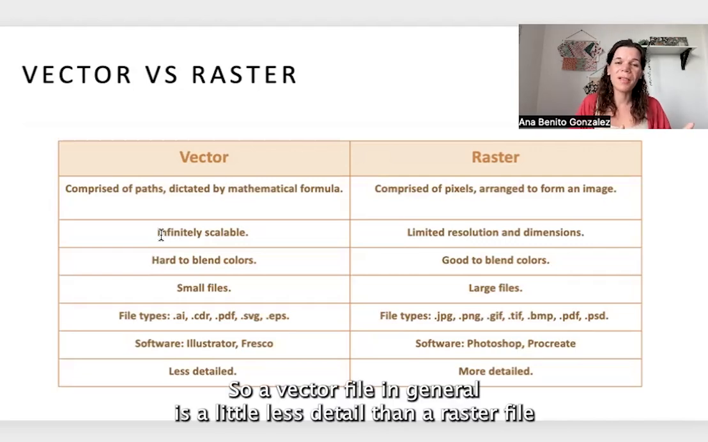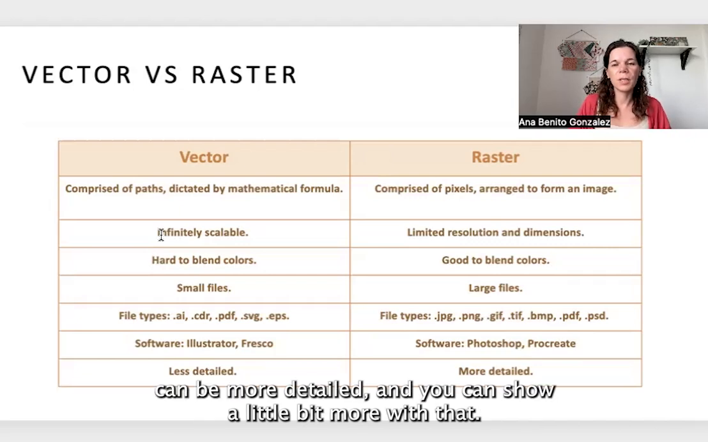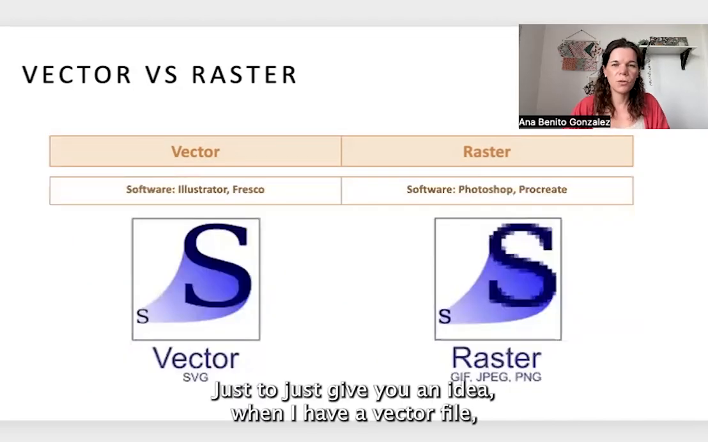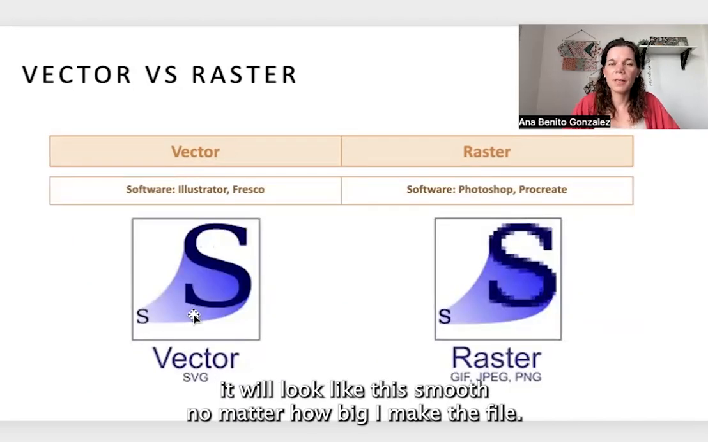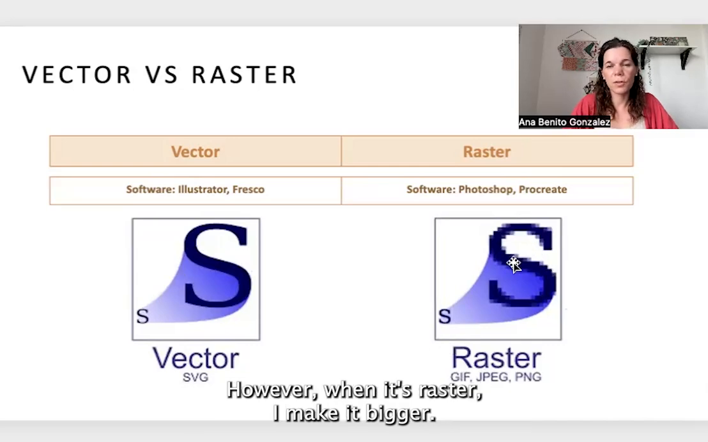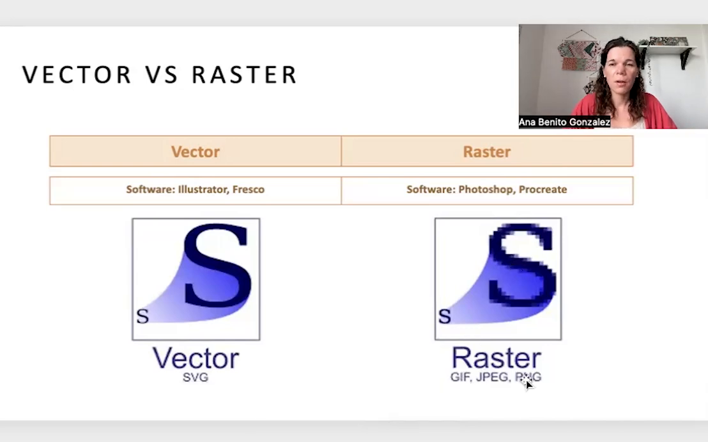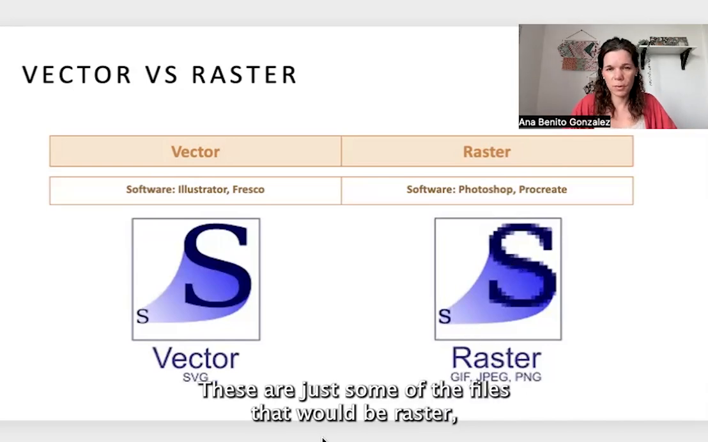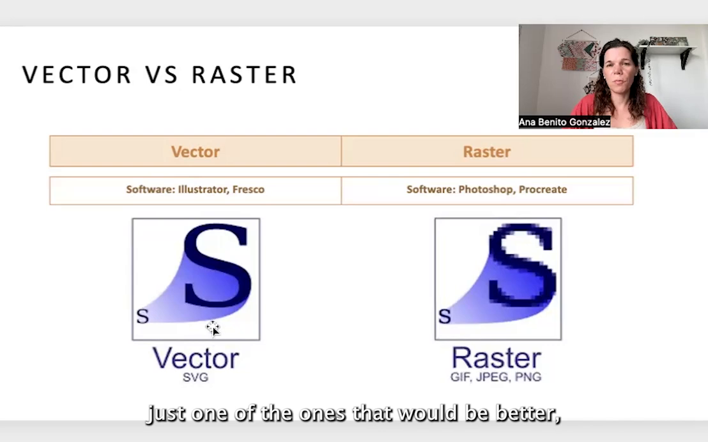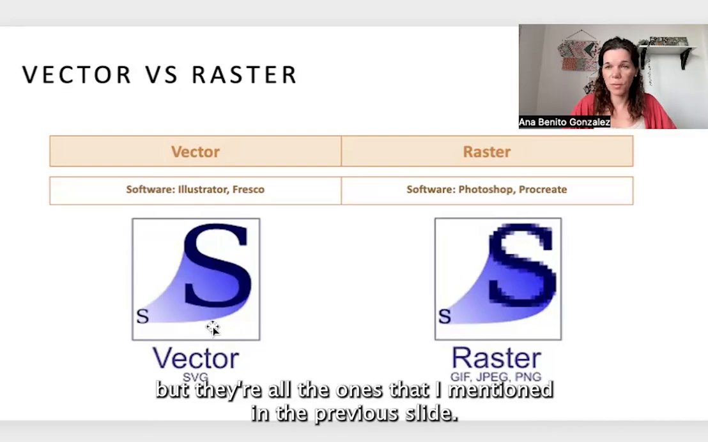So a vector file in general is a little less detailed, and a raster file can be more detailed, and you can show a little bit more with that. Just to give you an idea, when I have a vector file, it will look like this, smooth, no matter how big I make the file. However, when it's raster and I make it bigger, then I start showing those pixels that I told you about. These are just some of the files that would be raster, and just one of the ones that would be vector, but there are other ones that I mentioned in the previous slide.